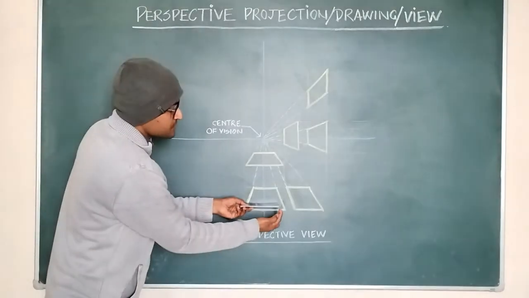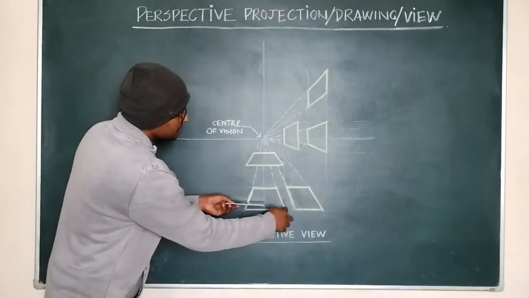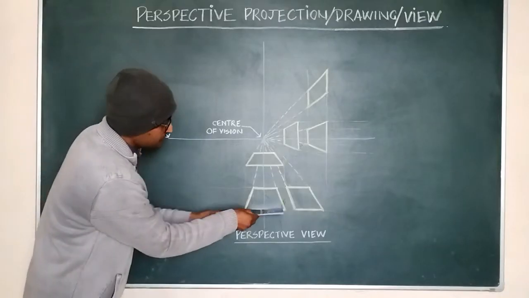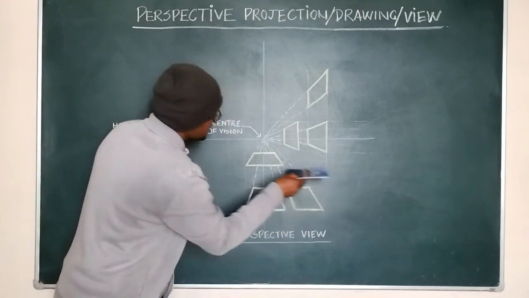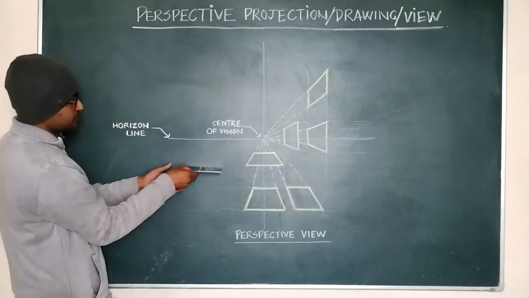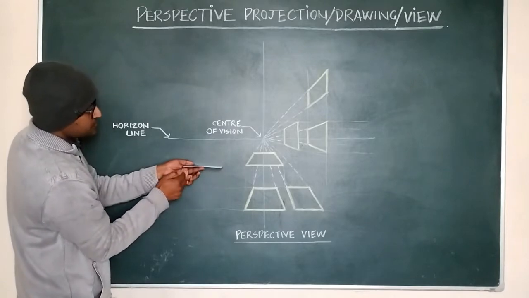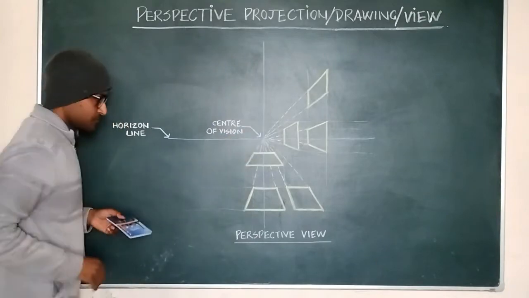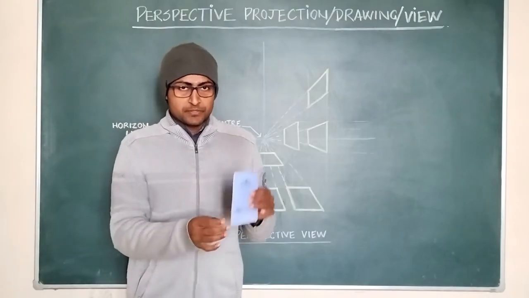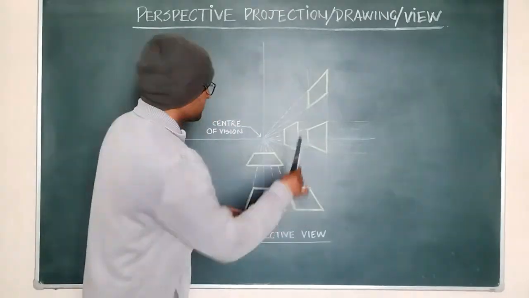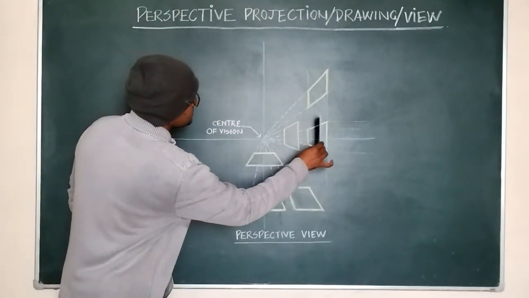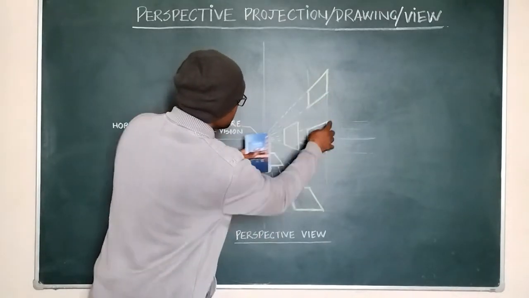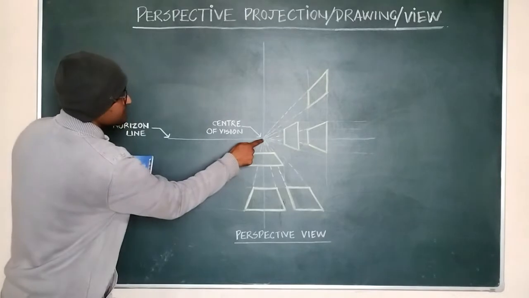So all the lines which were perpendicular to the picture plane are going to converge at the center of vision. We can also put it here, here, and here also. So these lines which were perpendicular to the picture plane were merging at the center of vision. We can also put our plane in a vertical manner, like this or this. Here also these lines which are perpendicular to the picture plane are merging at the center of vision.